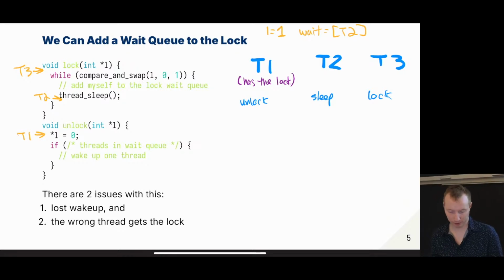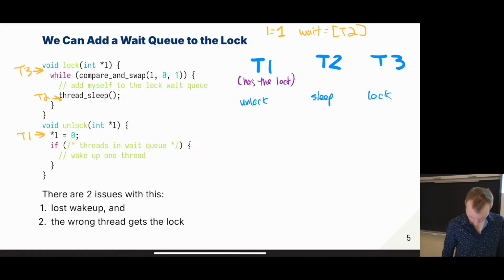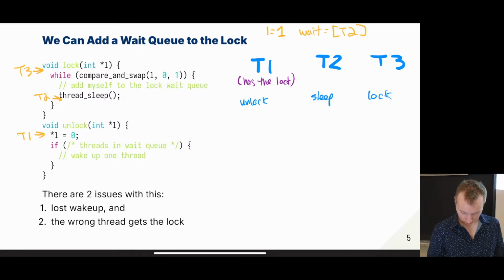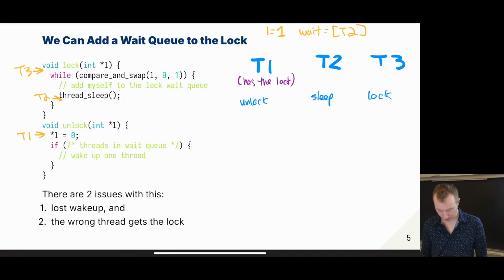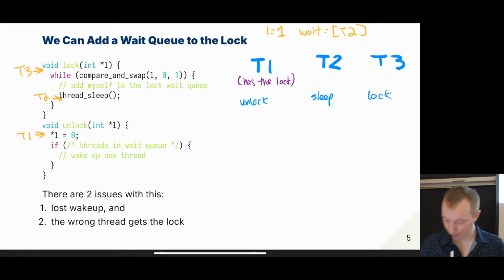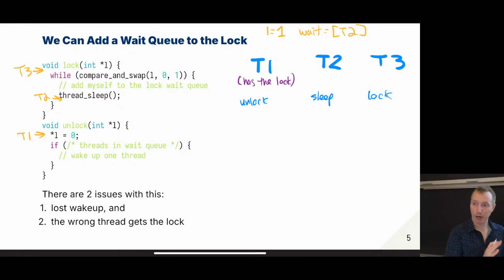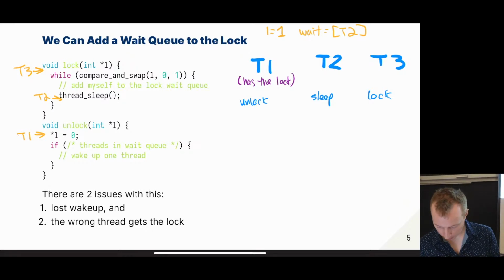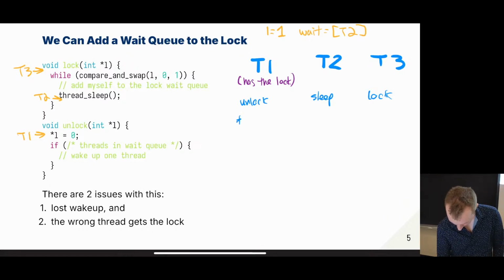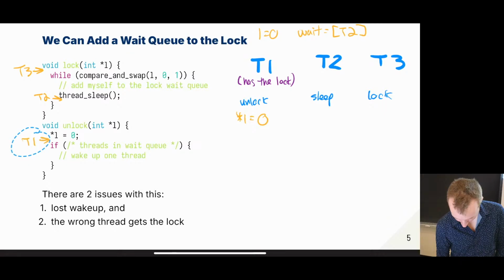Thread 1 unlocks the lock, but then it does not progress into the threads in wait queue if statement, and then thread 3 just runs into while compare and swap, and then it grabs the lock. Okay, you're going to say the same thing? Essentially the same thing. So, a situation we could have in this case is thread 1 executes the line where we change the value of the lock to be a 0. So it changes it from a 1 to a 0. So it executes this line.